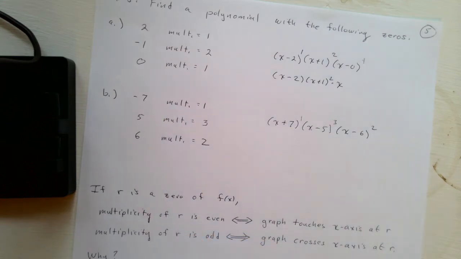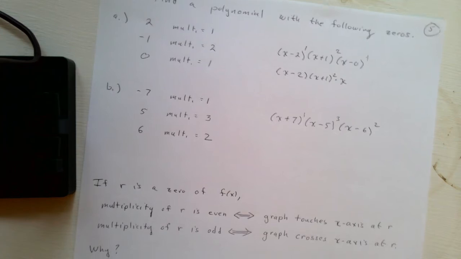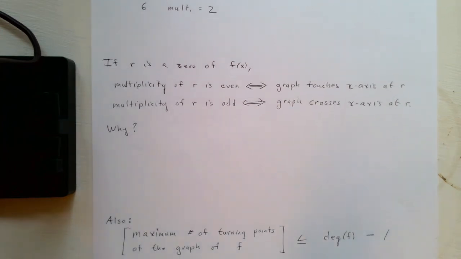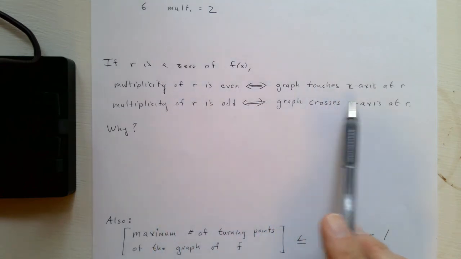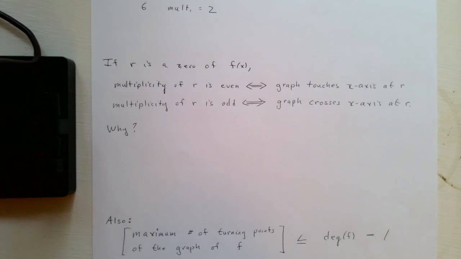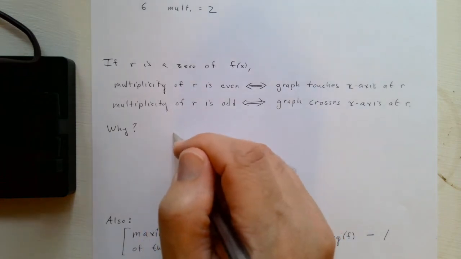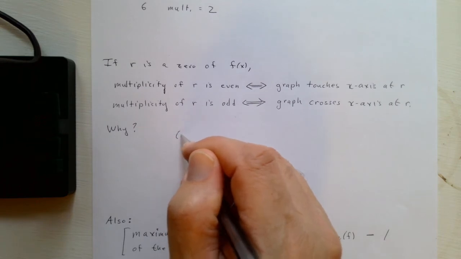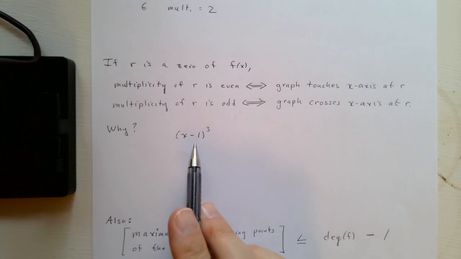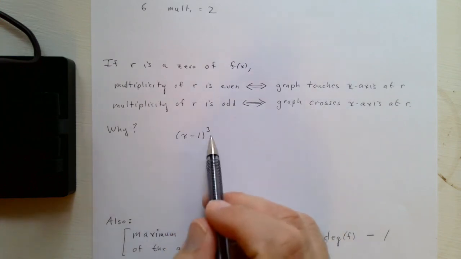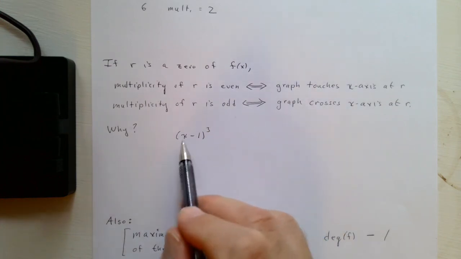And we can see a little bit more than that, because the multiplicity of a 0 tells us something about the graph. If the multiplicity of a zero is even, then the graph touches the x-axis. And if the multiplicity is odd, the graph crosses the x-axis. Now, why is this true? Well, because, for example, if we take x minus 1 to the 3rd power, okay, because 3 is an odd number, this is going to change sign.